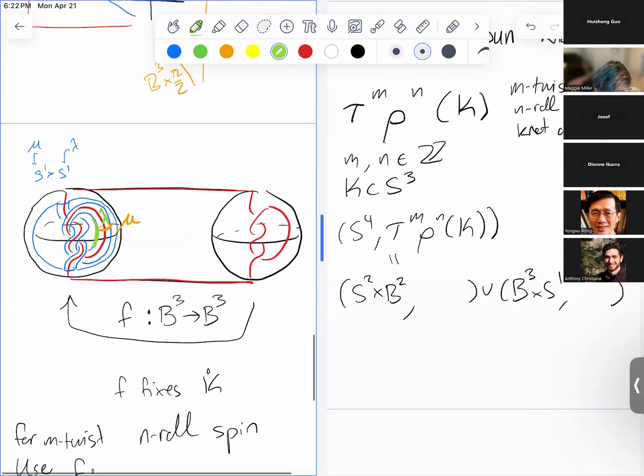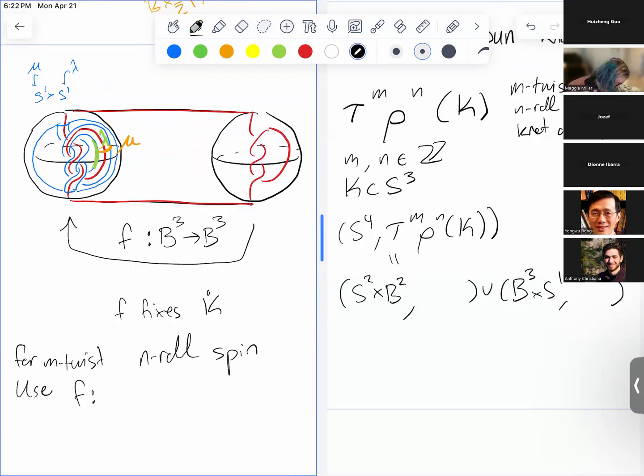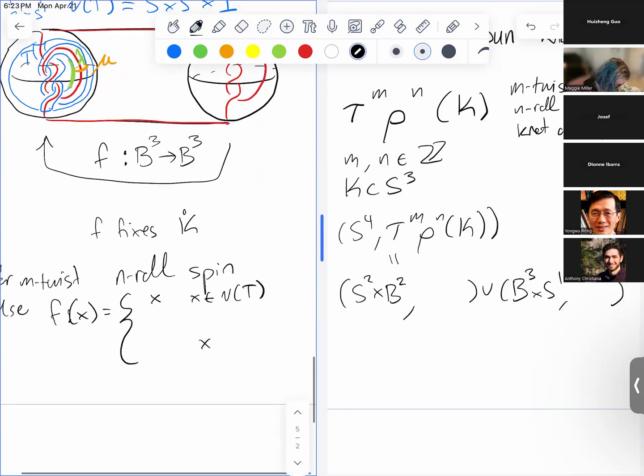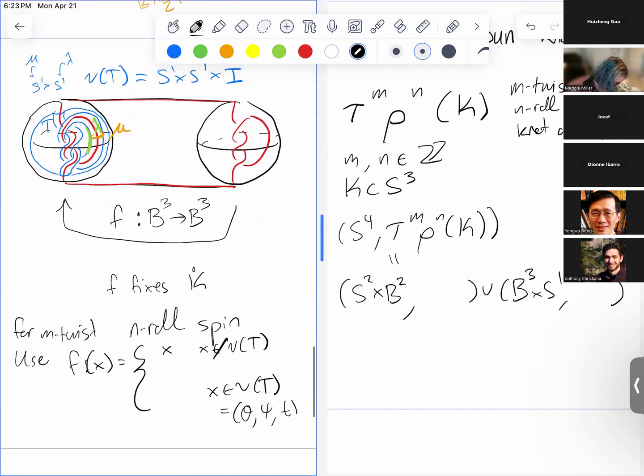Okay. So now what I'll do is I'm going to use specifically the gluing map to glue these ends together, where I'm going to write f of x, well, it's just fixed if it's not in a neighborhood of this torus. If I call this T, a neighborhood of the torus is parametrized as S1 cross S1 cross I. So when x is in the neighborhood, that means that it's equal to some S1 factor, another S1 factor, and an I factor.